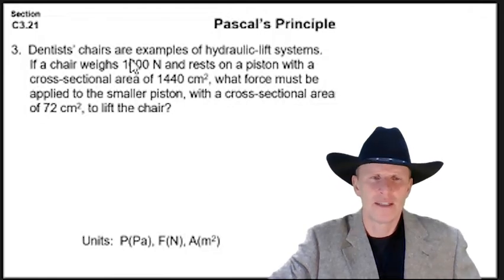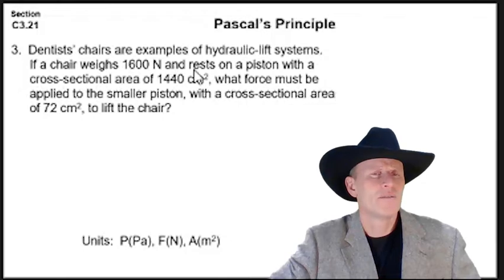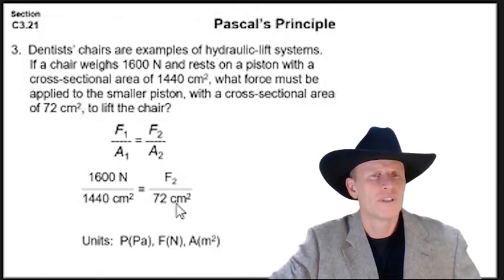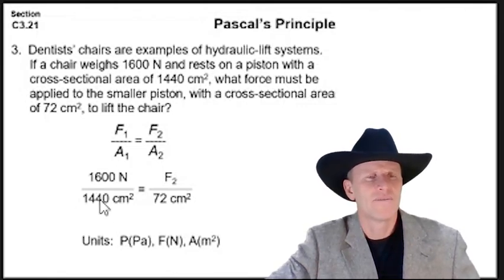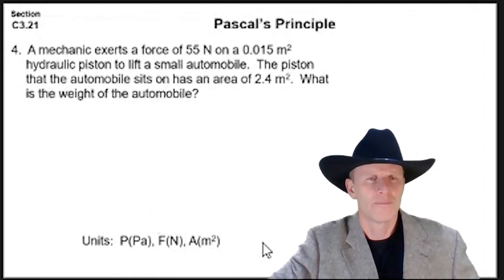Let's try another one. Dentist chairs are examples of hydraulic lift systems. If a chair weighs 1600 newtons and rests on a piston with a cross-sectional area, so this weight is on this piston, that tells me already how to set it up. What force must be applied to the smaller piston? Smaller piston of 72 is here. Again, we cross multiply. You multiply the side of the x with only numbers, that would be 1600 times 72, and you divide by the number on the other side, divided by 1440 gives us 80 to 2 sig figs newtons.